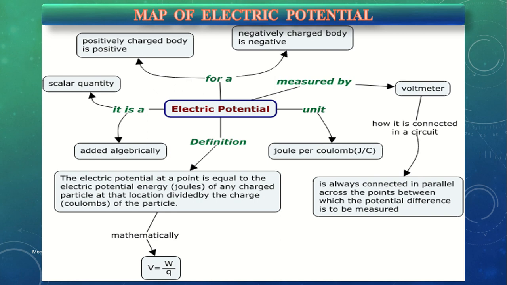The definition is: electric potential at a point is equal to the electric potential energy of a charged particle at that location divided by the charge of the particle, which is signified mathematically as V = W/Q.